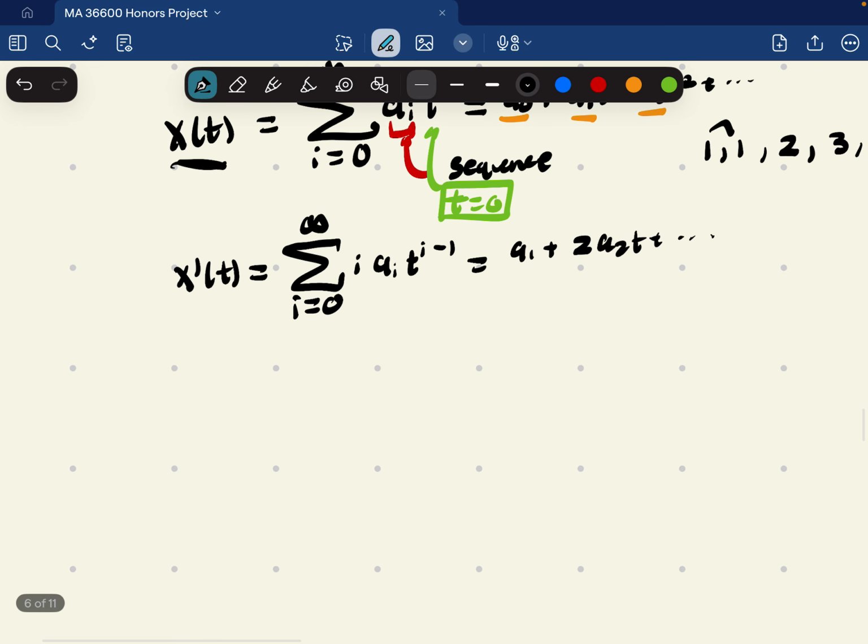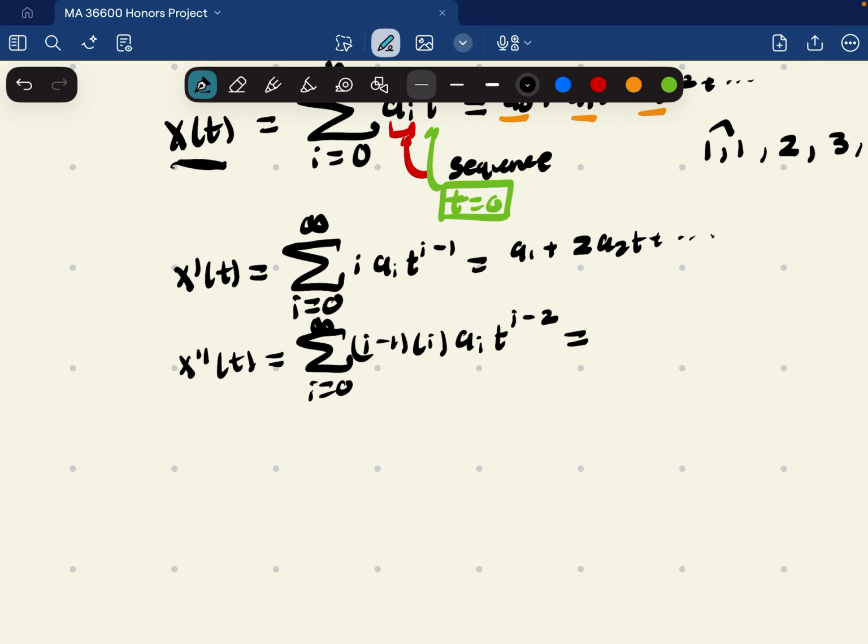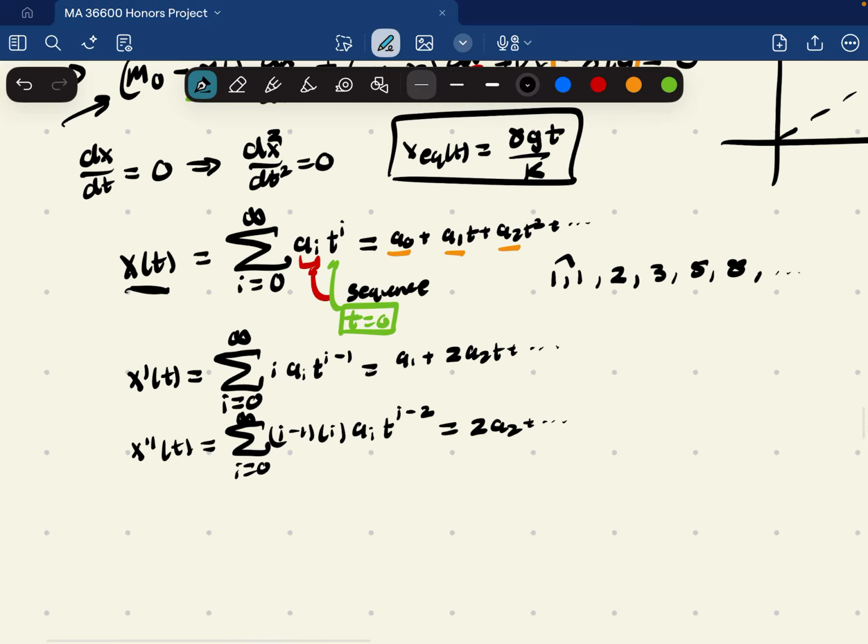And same thing for x double prime. I do the same kind of idea here, so I'll write that out as well. I get i minus 1 times i, times a_i t to the i minus 2, which equals 2a2 plus, and so on. Okay, so that's the idea here.